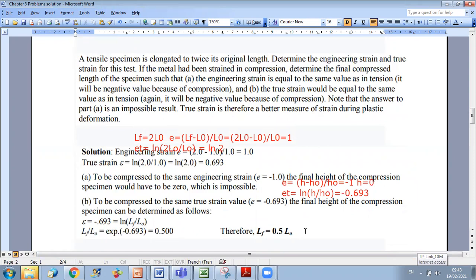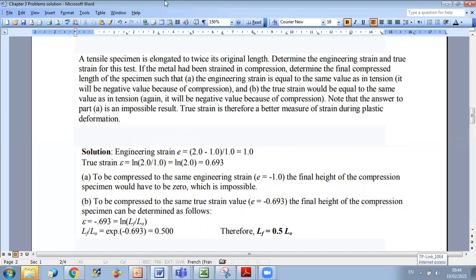What they want to say here is that the true strain will give a more logical result than the engineering strain, because it will actually give a value that is relative to the actual area of the specimen. So this is why we can deduce that true strain is a better measure of strain during a plastic deformation than engineering strain. Any question on this?